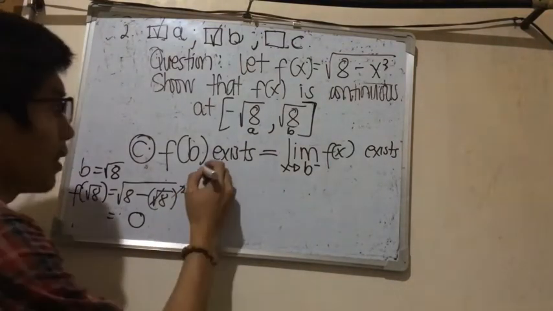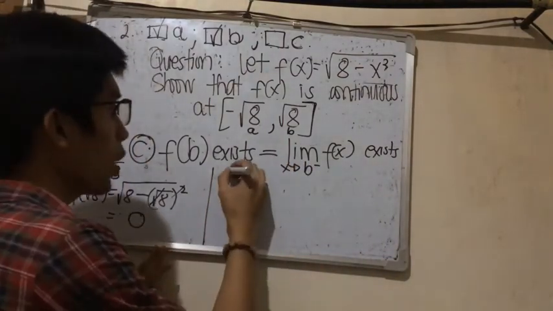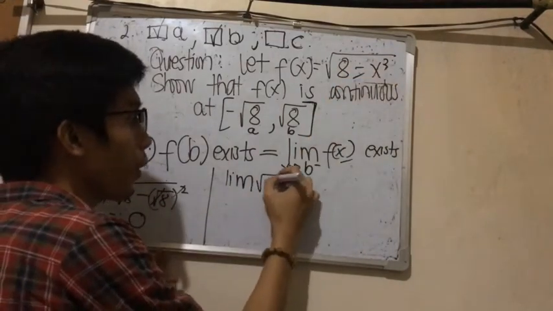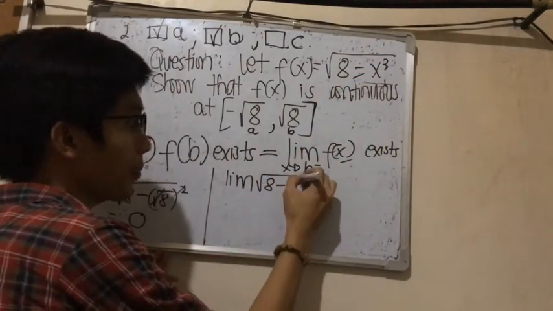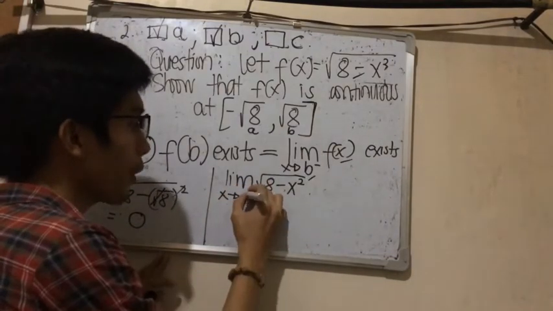So now, let's check if the limit of the function exists. It will become the limit of, what is your f of x? That is square root of 8 minus x squared, as x approaches, what is your b? My b is square root of 8.